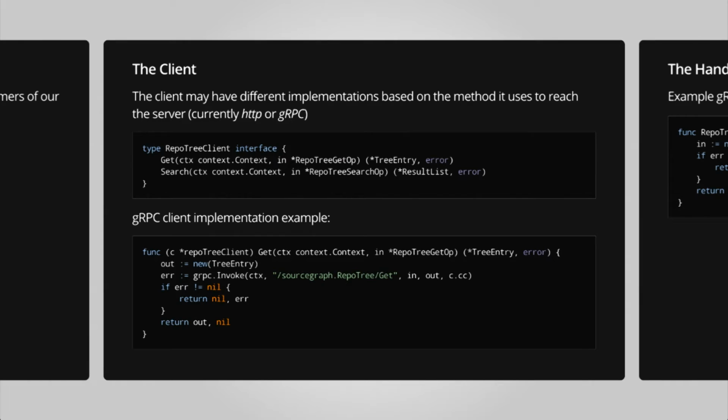It's just an interface which has different implementations based on whether you want to call into the API via HTTP or gRPC. An example of a gRPC client implementation is on the screen. It's pretty straightforward. It takes a set of options, and it invokes that service's method on the server.